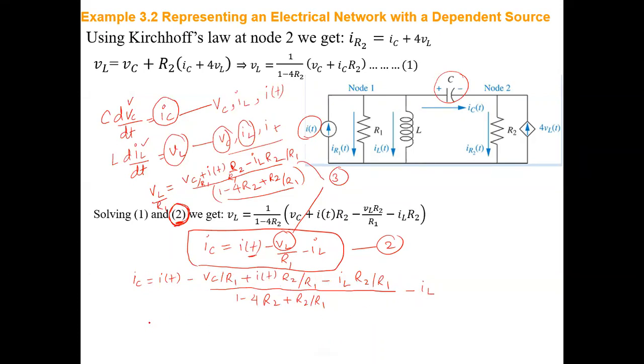Now let's take the LCM. So you have 1 minus 4R2 plus R2 over R1. That's the bottom, right? So what do you have here? So multiply this by this guy, right? What do you get? Help me here, please. I might mess up here. Please help me, okay? So this is 1 minus 4R2.